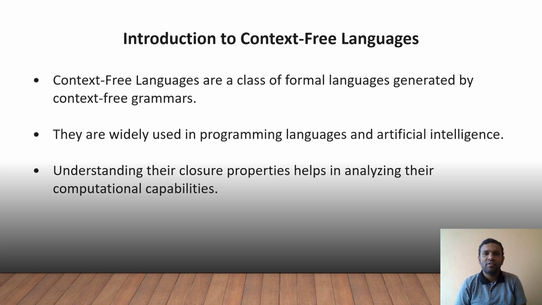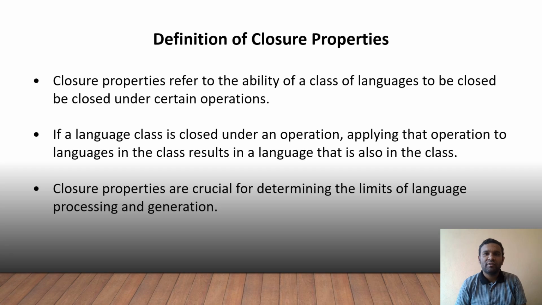Let's move on for a definition. Closure properties refers to the ability of a class of languages to be closed under certain operations. If a language class is closed under an operation, applying that operation to languages in the class results in a language that is also in the class. Closure properties are crucial for determining the limits of language processing and generation. This is the definition.